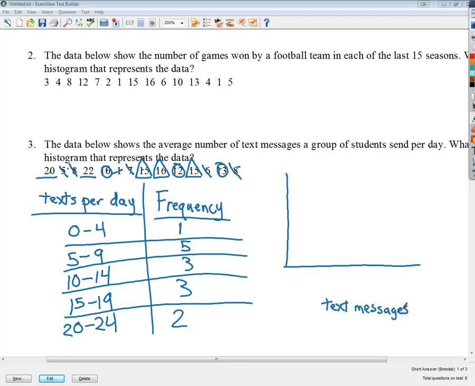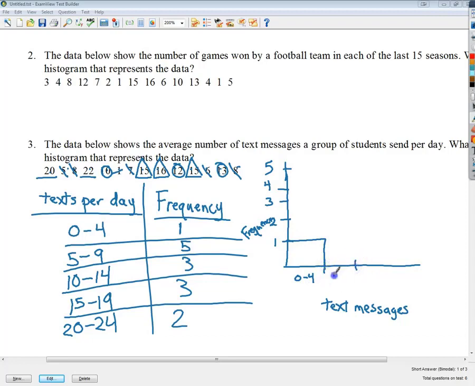And over here, I'm going to put frequency on my y-axis. So maybe 1, 2, 3, 4, 5. Sorry for writing frequency so small. I'm kind of running out of room. Now, in my 0 to 4 group, I only have 1. So that's that.